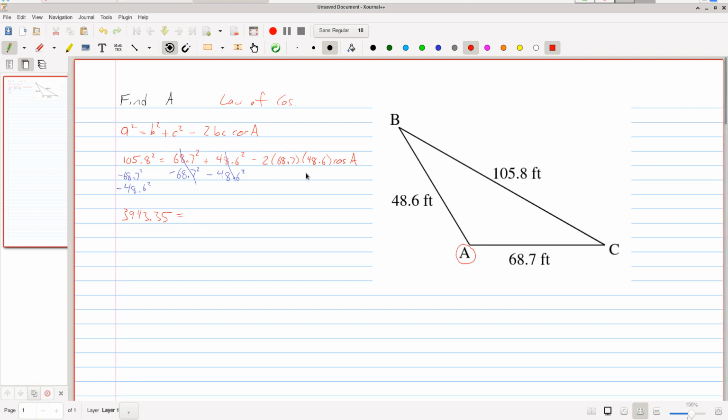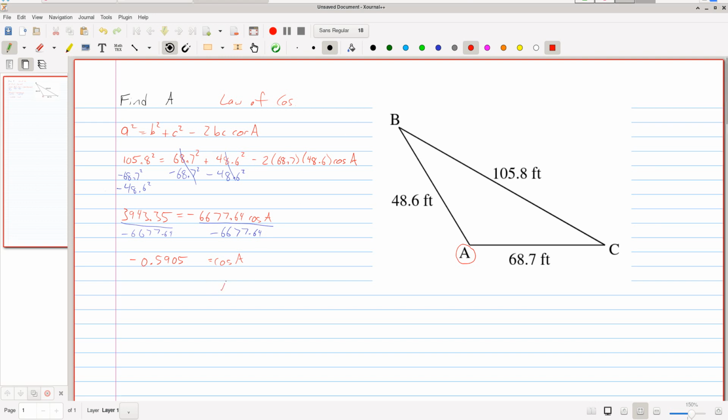On the right, when we evaluate all this stuff, we've got negative 6677.64 cosine A. Now I want to get A by itself, so next up we'll divide both sides by negative 6677.64. So on the right-hand side, these cancel out, and we're left with cosine A. On the left, we evaluate this. We've got negative 0.5905, approximately.